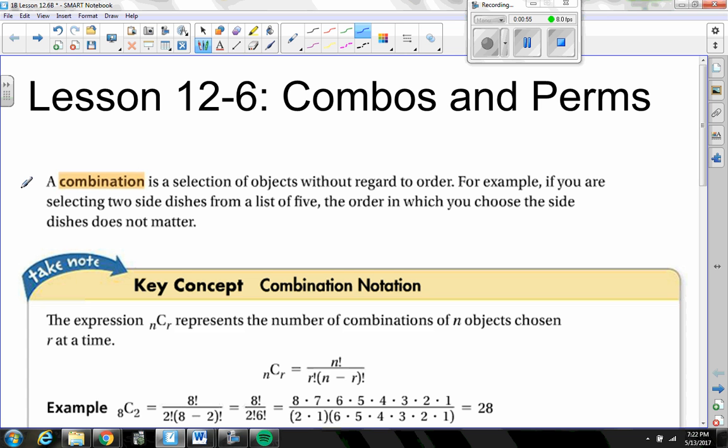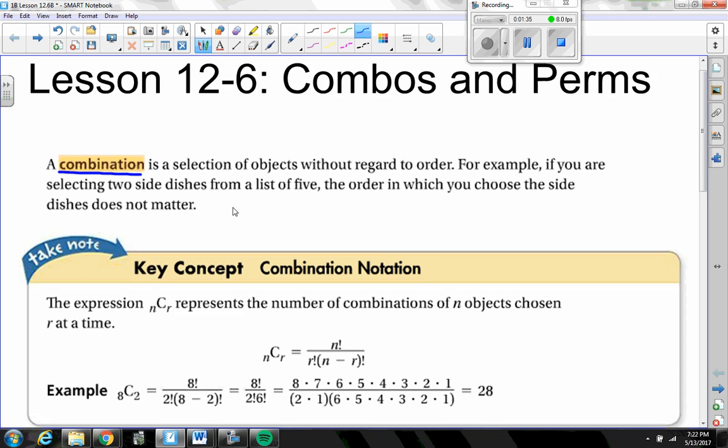And in this video, we're going to talk instead about something called a combination. A combination is a selection of objects without regard to order, meaning the order doesn't matter. So you're just taking like 100 things on a menu and you're going to choose 2 of them. It doesn't matter what order you pick them in, it just matters which ones you pick. So that's their example here. If you're selecting 2 side dishes from a list of 5 at a restaurant, the order in which you choose the side dishes doesn't matter. So that's a combination, not a permutation, because the order does not matter.